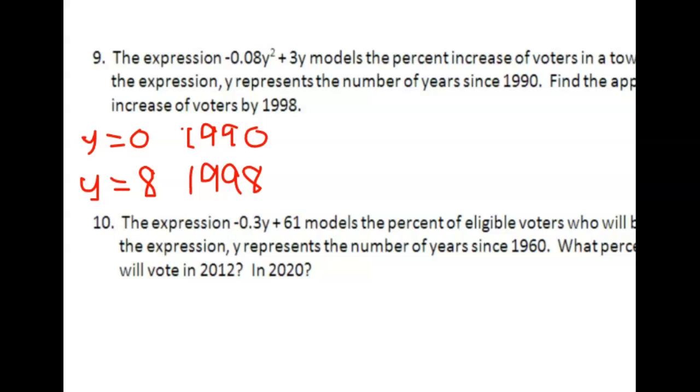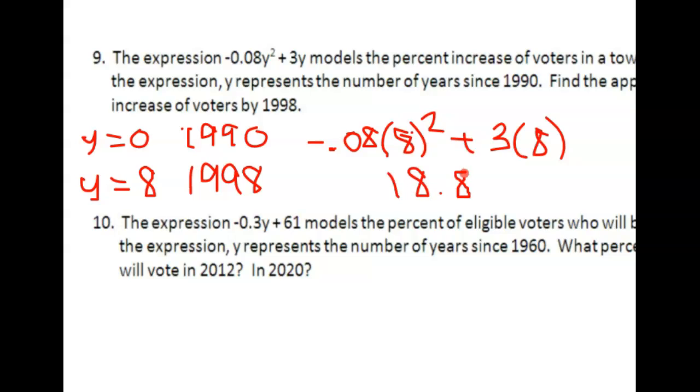So you would plug in your 8 and you have negative 0.08 times 8 squared plus 3 times 8. So we do 8 squared first, multiply by negative 0.08, and then add 24, and you get an 18.88% increase.